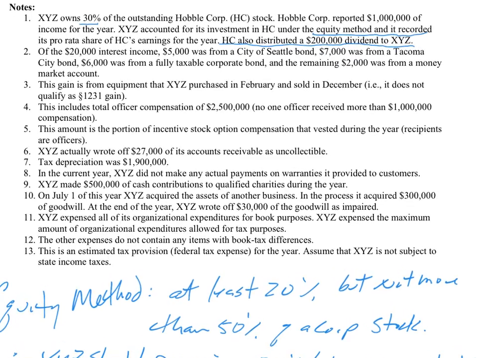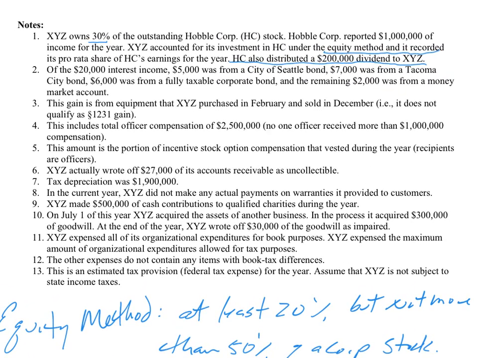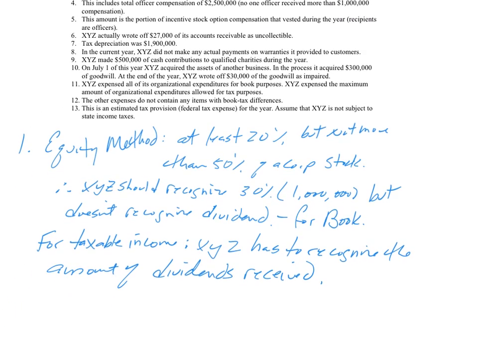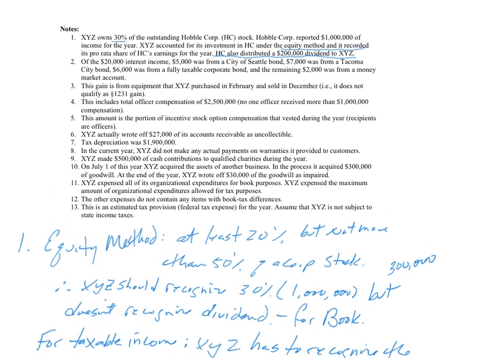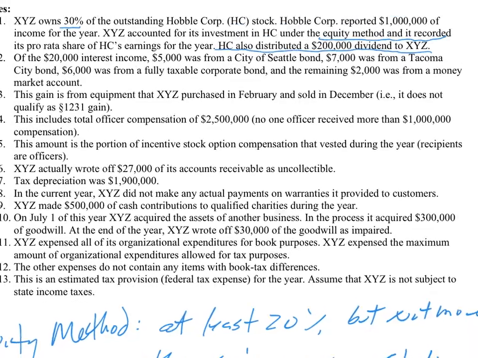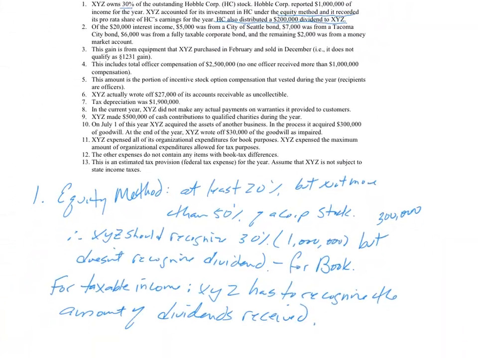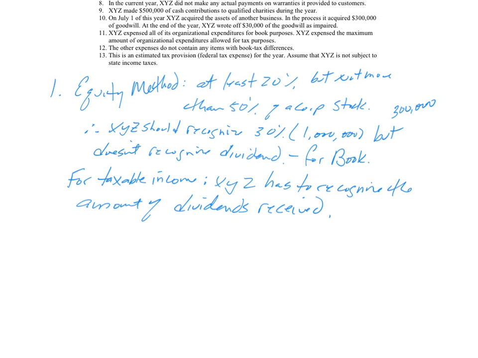So let's look back at one because we want to make sure we understand what's going on. So for book purposes, they're going to use the equity method. And so what are they going to recognize as income for book purposes? I never put the actual number in. They're going to recognize $300,000. That's fine. What are they going to recognize for tax purposes? Well, for tax purposes, they're going to recognize the dividend, which is $200,000.